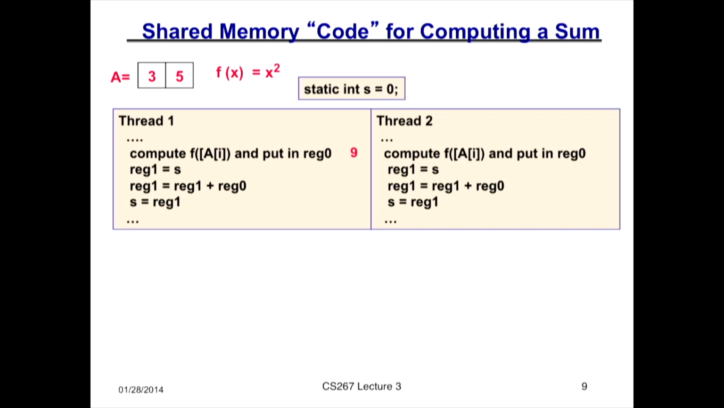So let me just give you one example. Let's suppose that he gets a sub 1, that's a 3, and he squares it, gets a 9. He goes and gets 5, squares it, gets a 25. Then thread 1 goes and gets s, gets a 0.